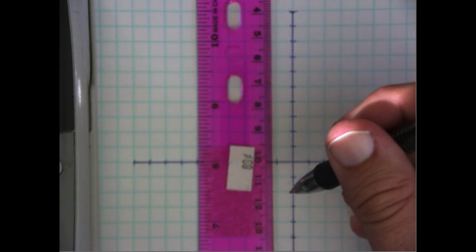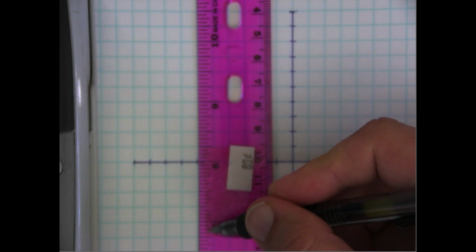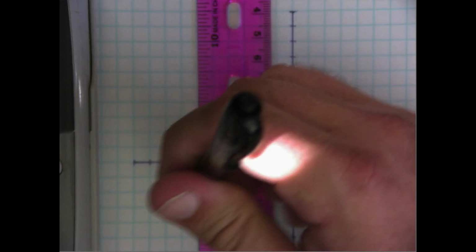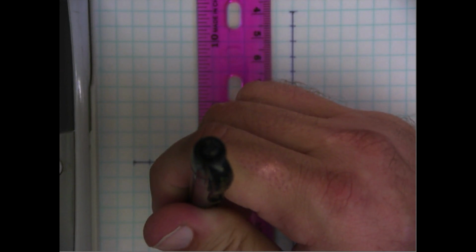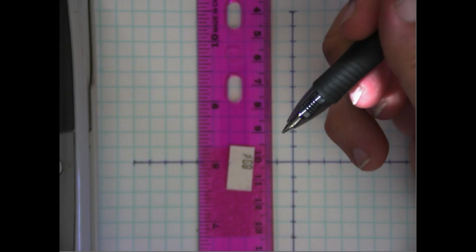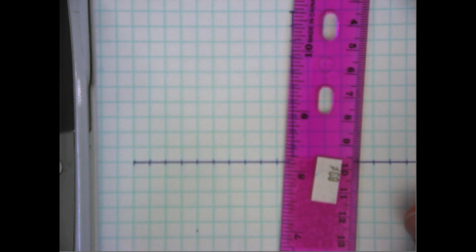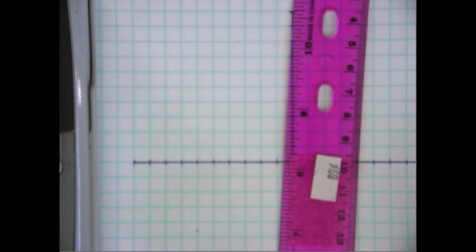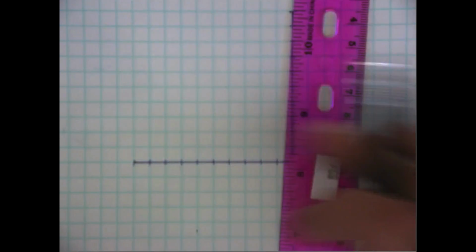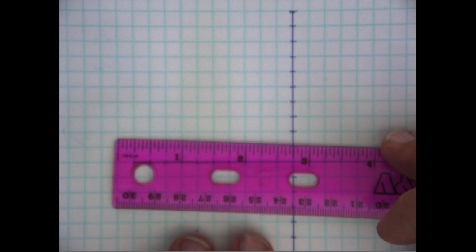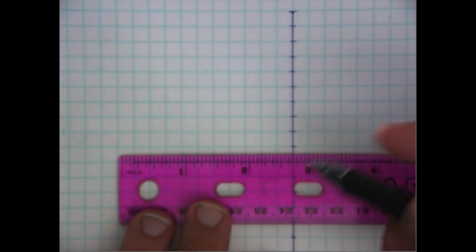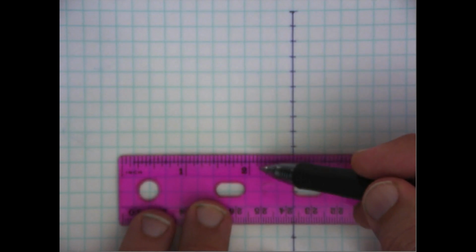But as far as visualizing, I know that 5/8 is halfway between 1/2 and 3/4. So I could put a mark right there. So that would be about -4 5/8. The other way to have done that is to use the little tick marks on the ruler.